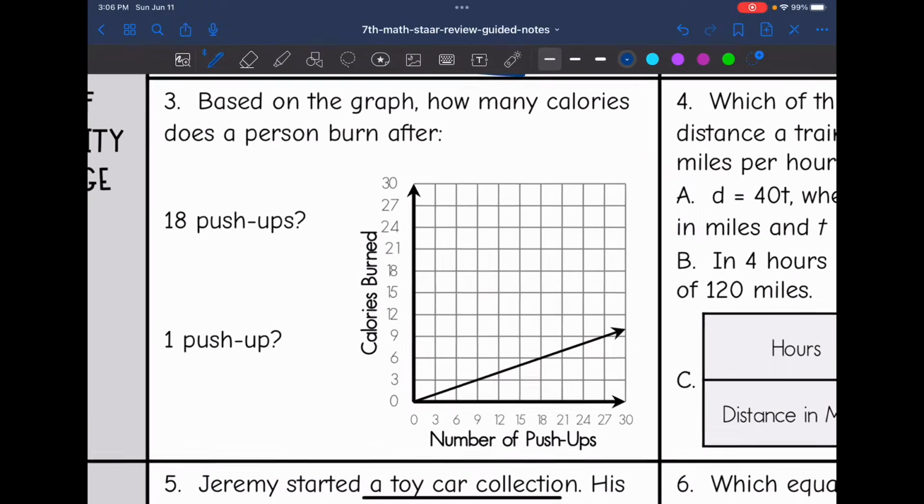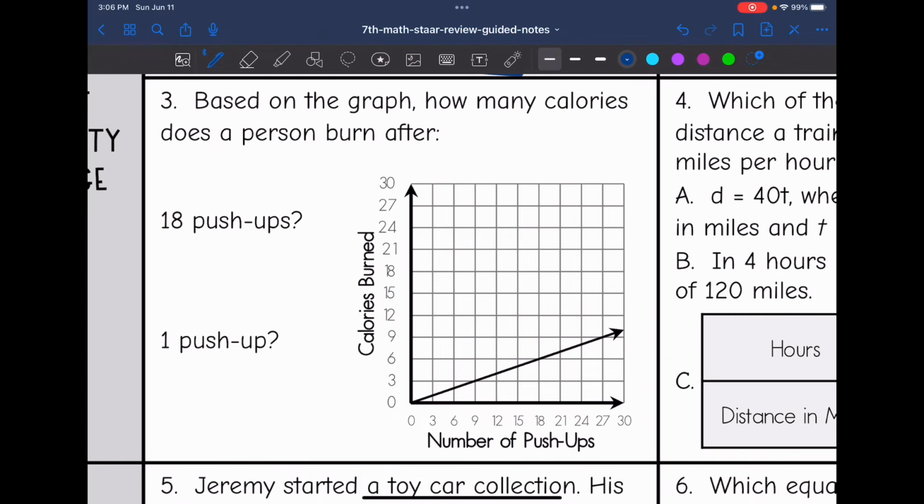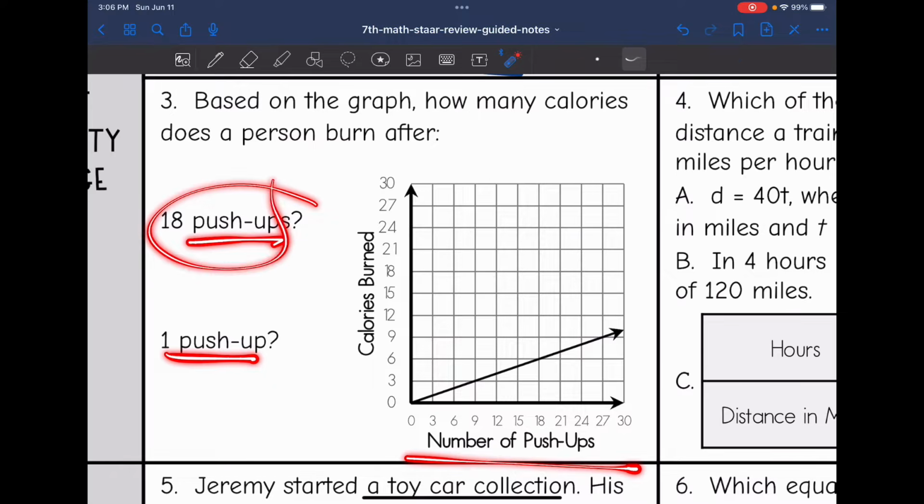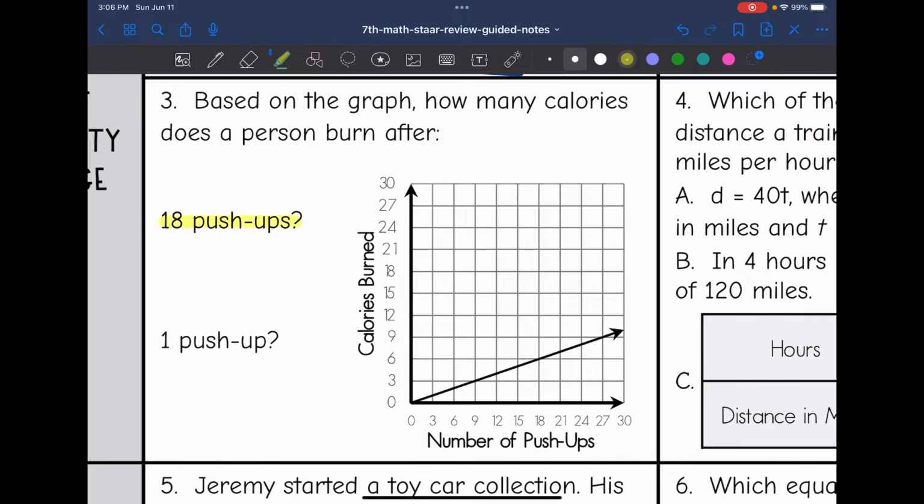Okay, number 3 says, based on the graph, how many calories does a person burn after 18 push-ups or after 1 push-up? So I just need to analyze the graph for these specific points. Push-ups is on the x-axis, so let's start with 18 push-ups. 18 push-ups is right here, and my line is showing me that if someone has done 18 push-ups, they have burned 6 calories.